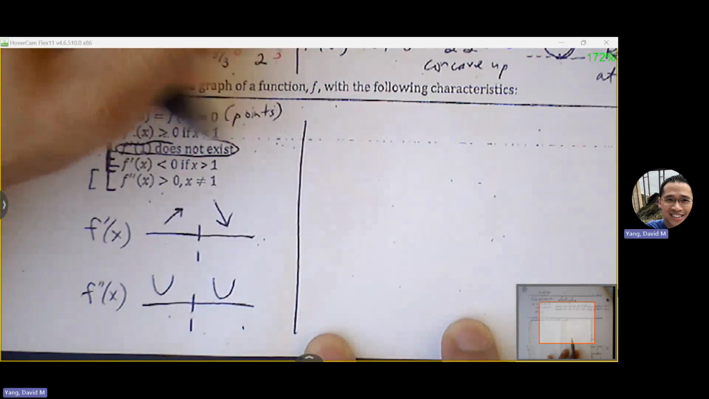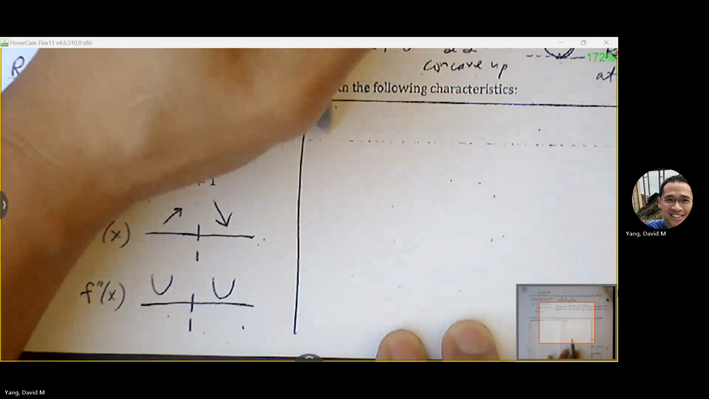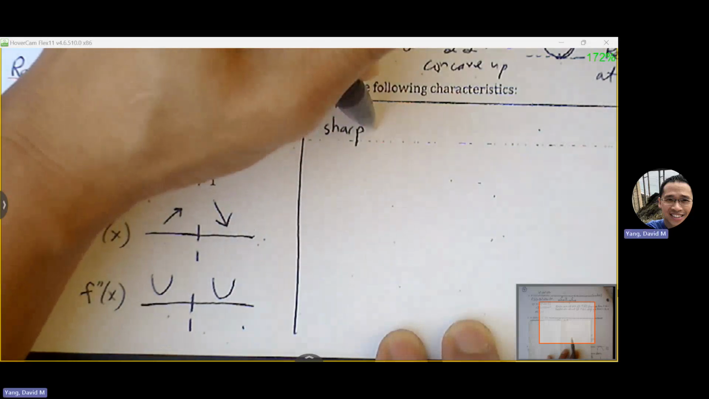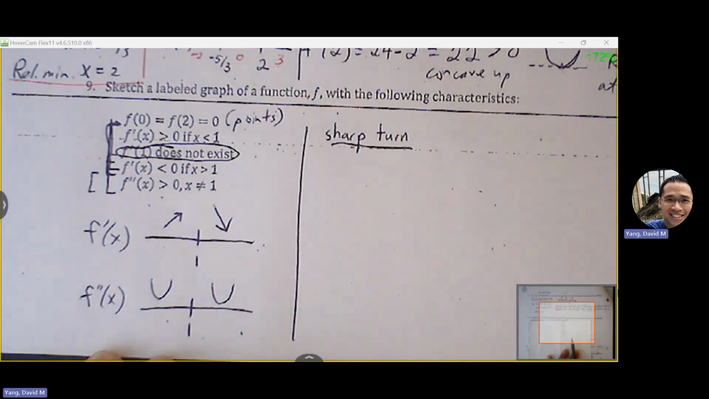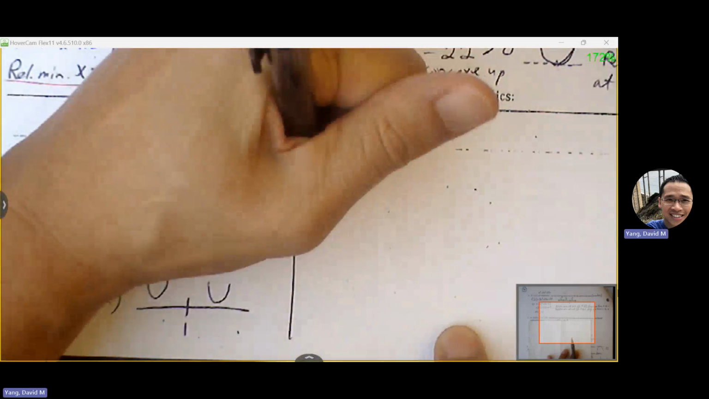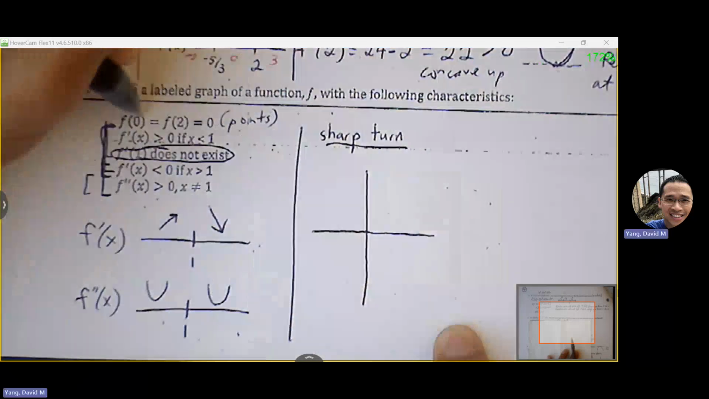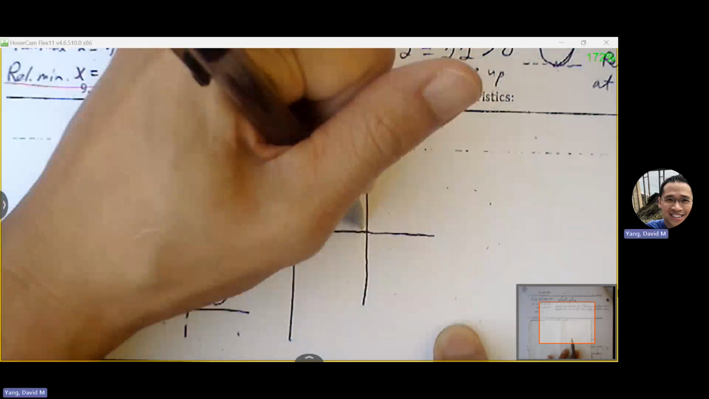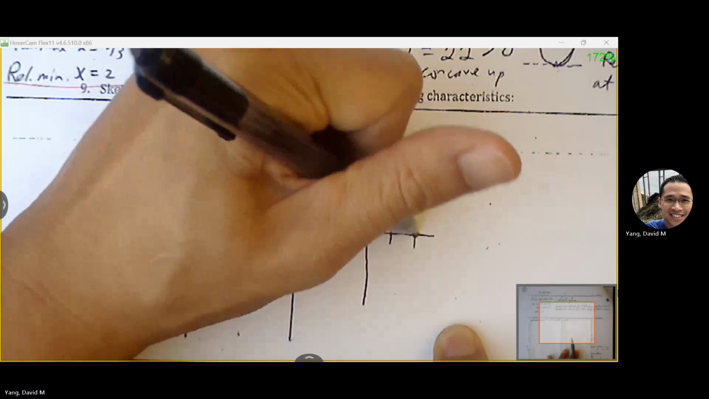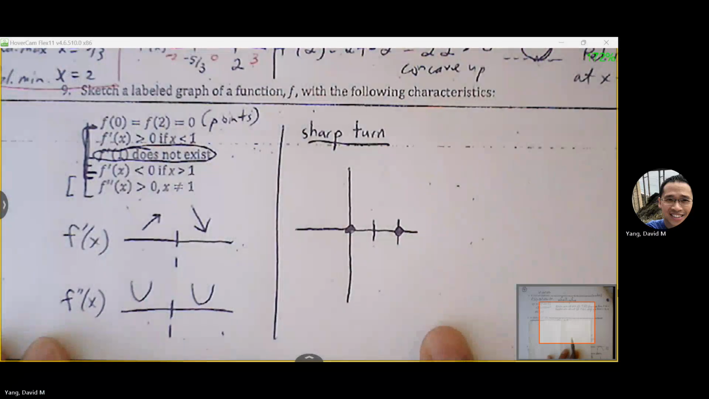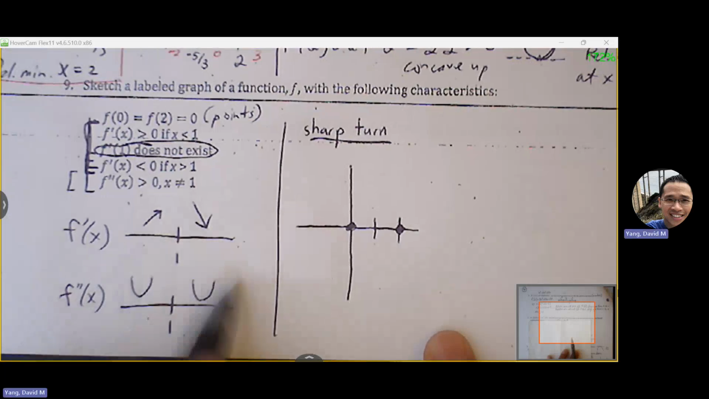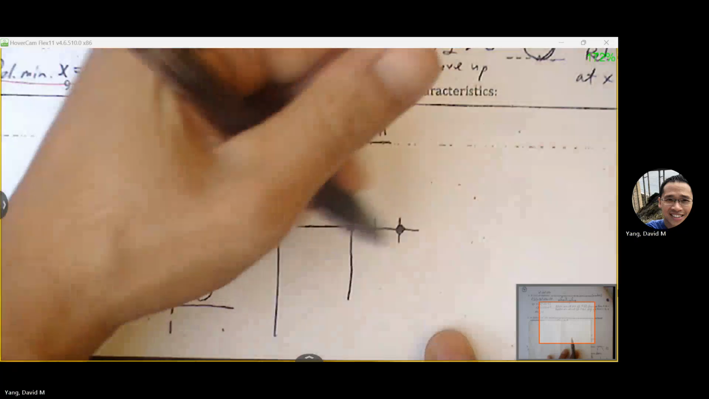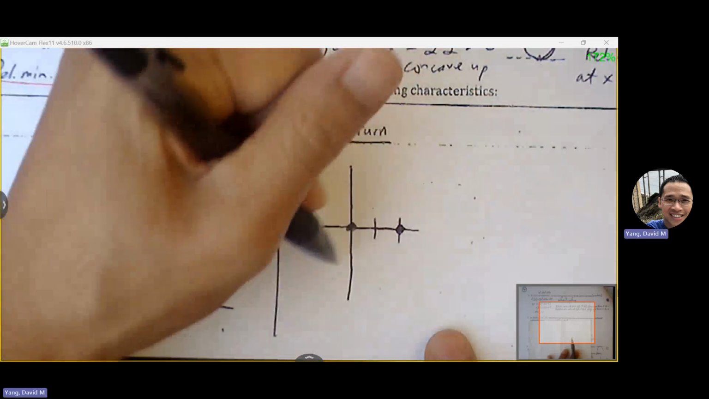Because the third statement is so vague, there are different ways that you can do this. I'm going to draw this with a sharp turn, and then I'll show you what it looks like with a vertical asymptote, but you can draw it both ways. So, sharp turn, I have ordered pairs at (0, 0) and (2, 0). I'm just going to draw this here without information. I just want to do a draft because I know that this is not the final product.